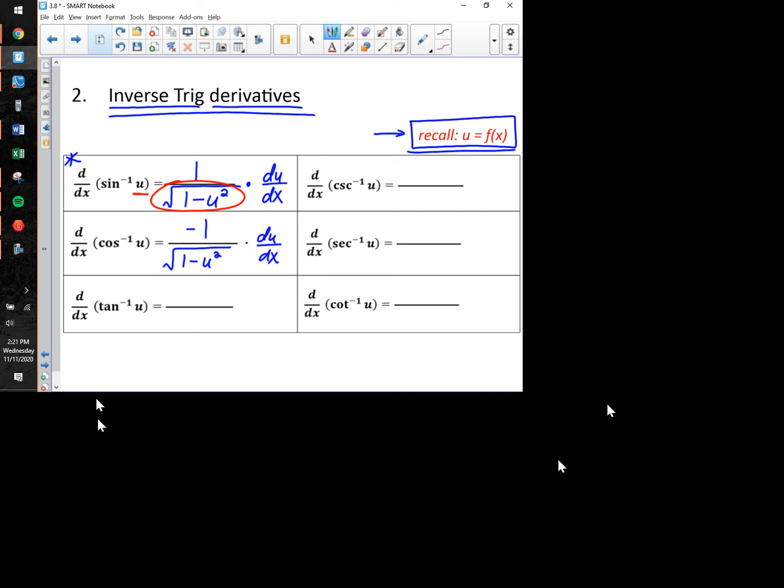So there's no way that u could ever equal 3. U more likely is going to be something like, well, what could you get for a sine value? Something like 1/2, or root 2 over 2, or root 3 over 2. And in any one of those cases, 1 minus u squared is going to end up being positive, and therefore you'll end up with a real result here.